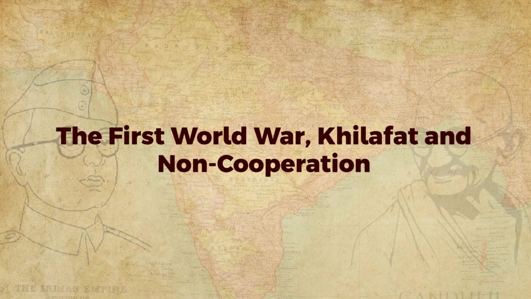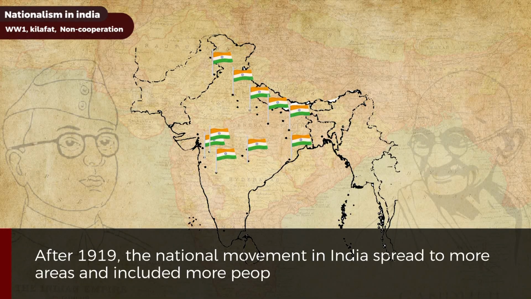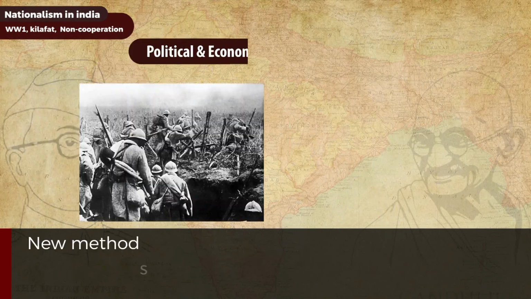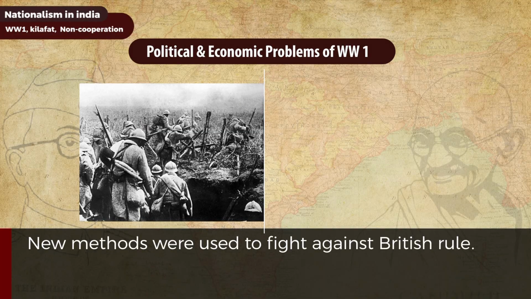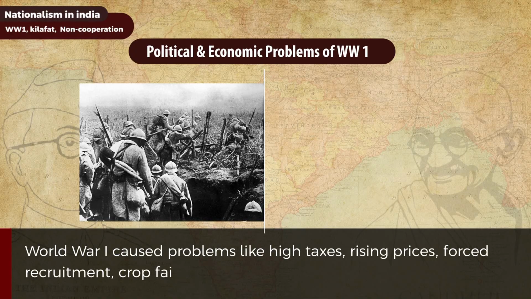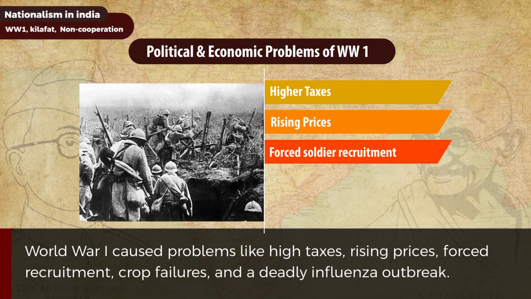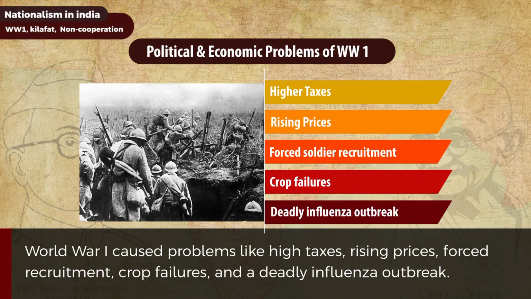The First World War, Khilafat, and non-cooperation. After 1919, the national movement in India spread to more areas and included more people. New methods were used to fight against British rule. World War I caused problems like high taxes, rising prices, forced recruitment, crop failures, and a deadly influenza outbreak.